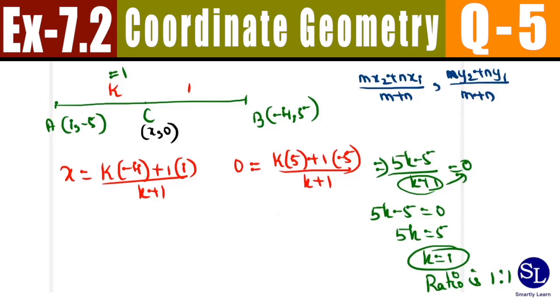Now let's find out the value of x. In this case, I'm going to substitute k's value as 1. So x is equal to (-4 plus 1) divided by 2, which is going to be x is -3 by 2. So the point C is going to be (-3/2, 0), and the ratio is 1 is to 1.